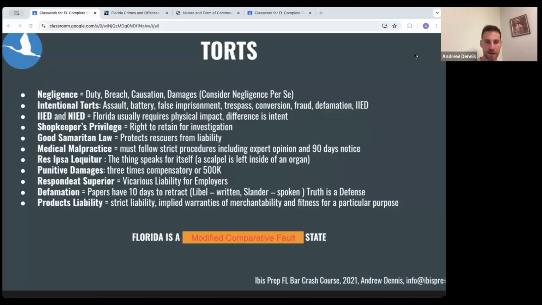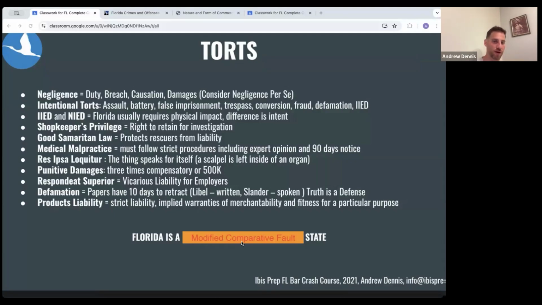So punitive damages, I tell people, and it's in my book, the first paragraph I write for torts is always mention these three things. The first is that Florida is a modified comparative fault state. I have that here at the bottom. The second is that Florida has abolished joint and several liability for negligence cases. And then finally, in Florida, the limitation on punitive damages is 3 times compensatory or 500,000.